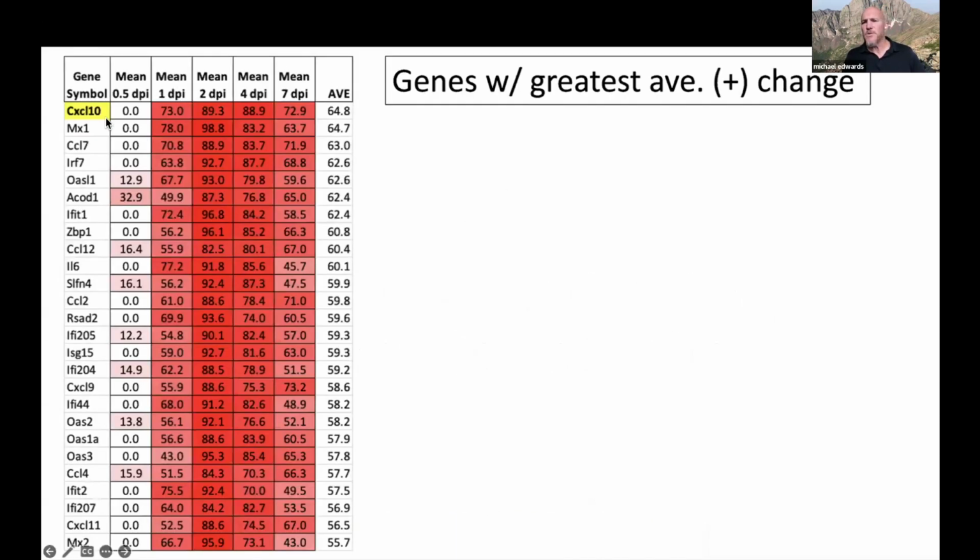I believe this was the top 25 genes with the greatest average change. Again, here are the genes, here are the different time points, days post-infection, and here are our normalized fold change values. So again, it goes from 100 to negative 100. In this one, it had the highest values over all the different time points if we averaged all these out, right?